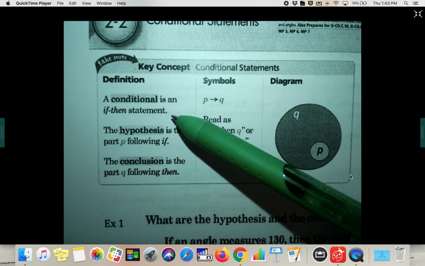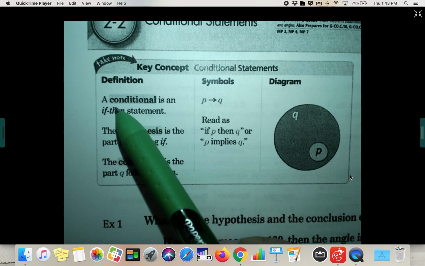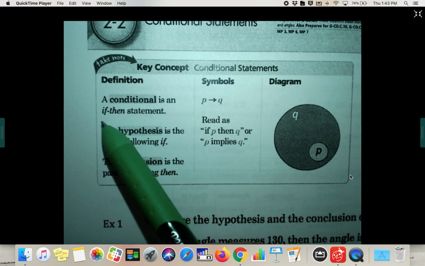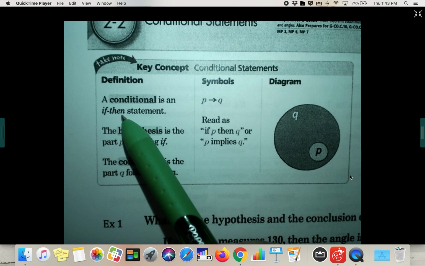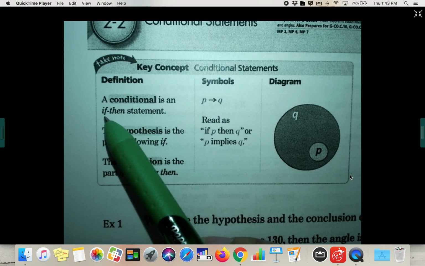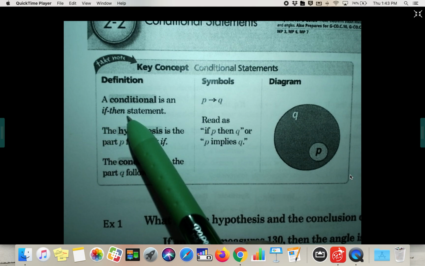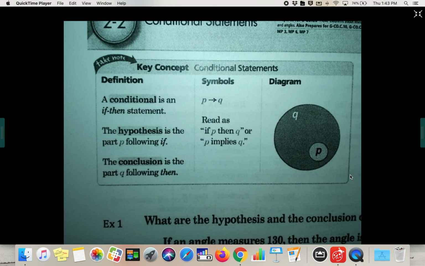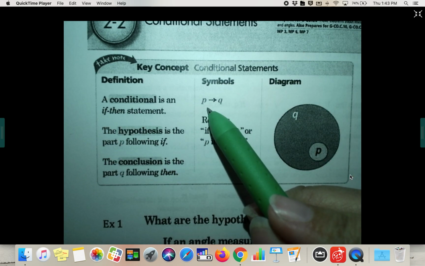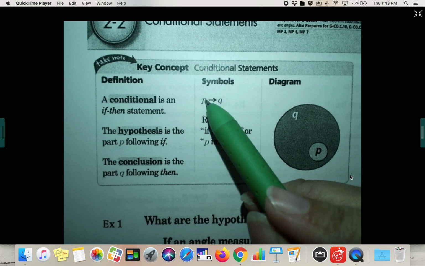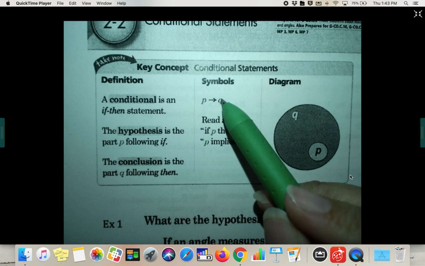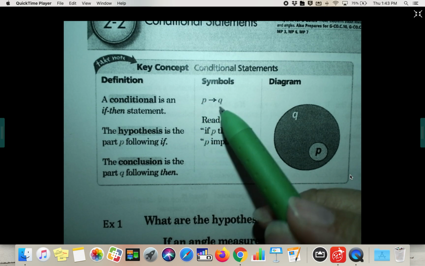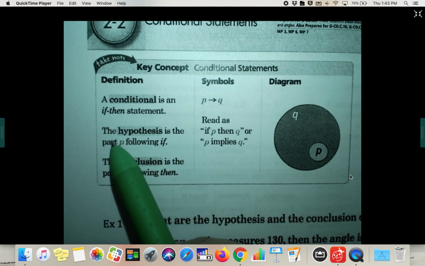When you're looking at a statement, if it's a conditional statement, it's in an if-then form. So if something happens, if I do something, then something happens. That would be a conditional statement in an if-then form. The symbol you use for it is from P to Q. So if P happens, then Q. We'll do some of those examples here in a bit and so you'll get it more.